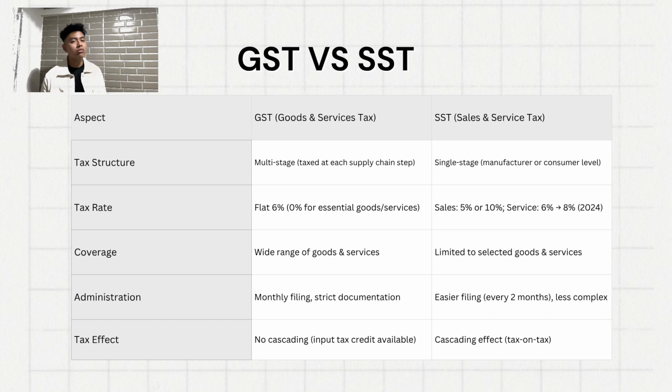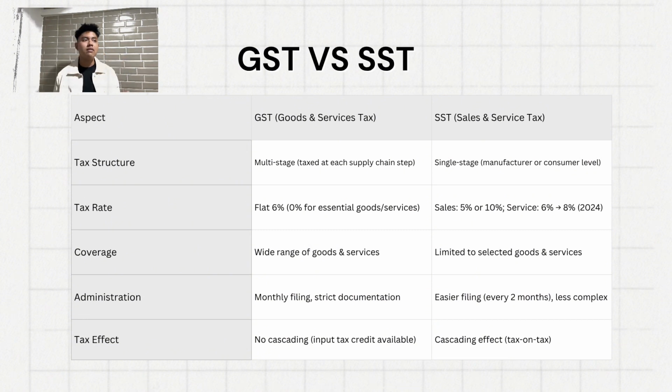SST requires monthly filing but has less administrative burden than GST's detailed multi-stage process. Ladies and gentlemen, now we're breaking down the differences between GST and SST into 5 major aspects: the base, the rate, the taxable goods and services, the administrative body, and also indexing. When it comes to the base, GST was a multi-stage tax applied throughout the entire supply chain from production to sales, while SST is a single-stage tax applied at either manufacturing or at consumption.